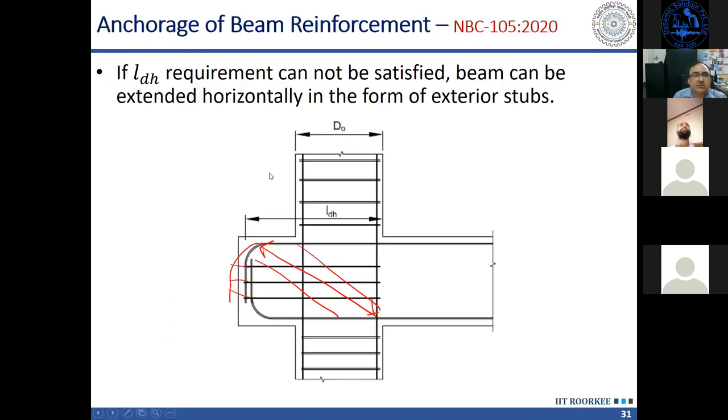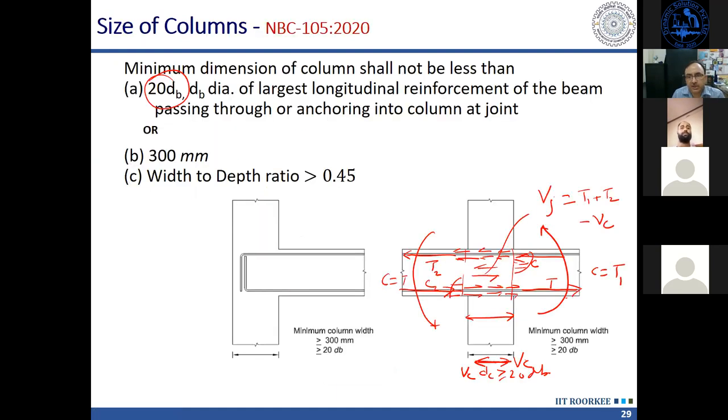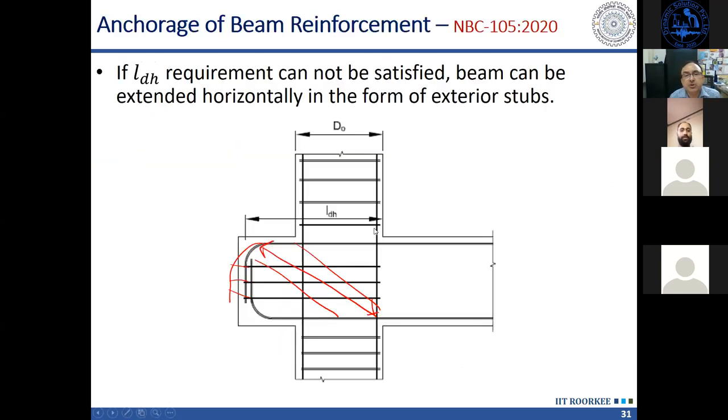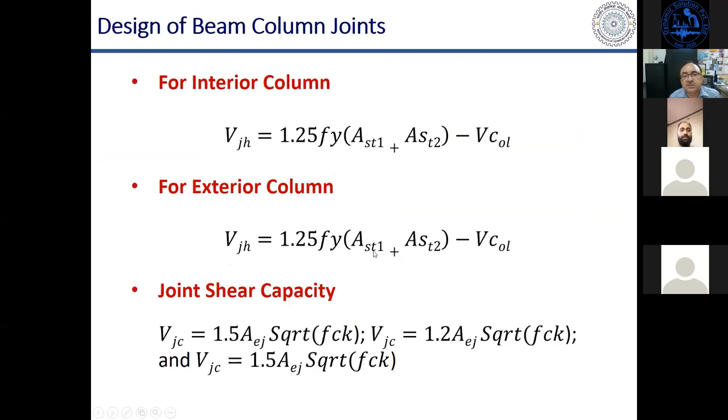In case of an exterior column, we can see that there is only force acting in this direction, and this is VC. So it is T1 minus VC. T2 is not there, the left side beam is not there. Sorry, I have made a mistake while writing this expression. Actually, this is not there. It will be 1.25 Fy AST1. You can check in the code. There is no AST2 because there is no beam on the right hand side.